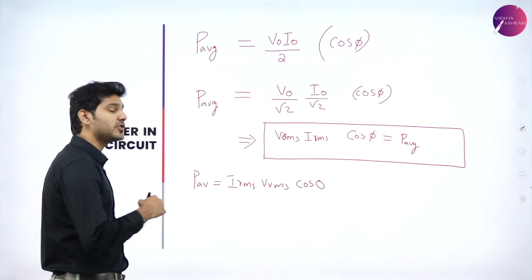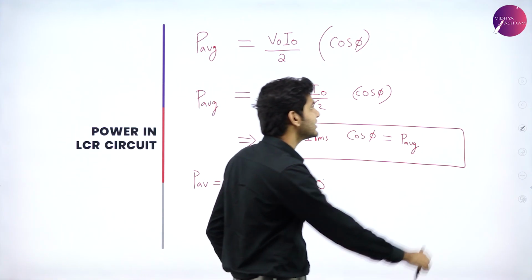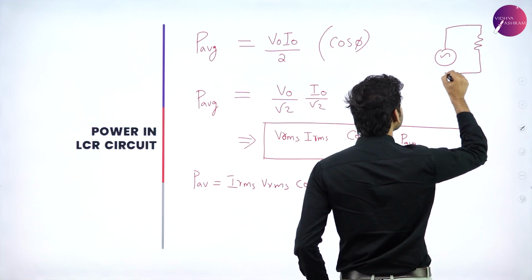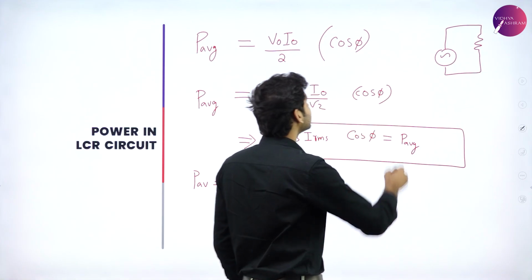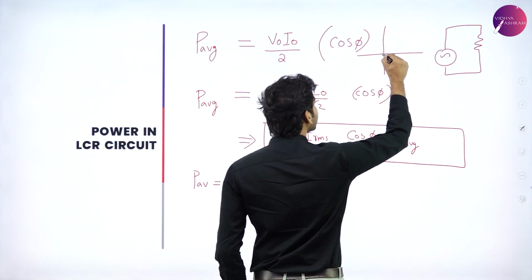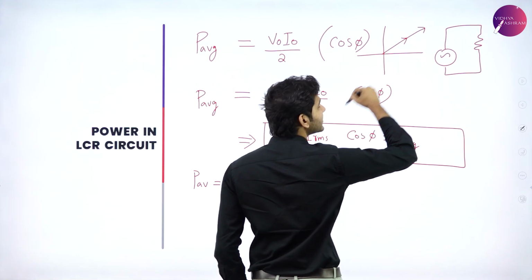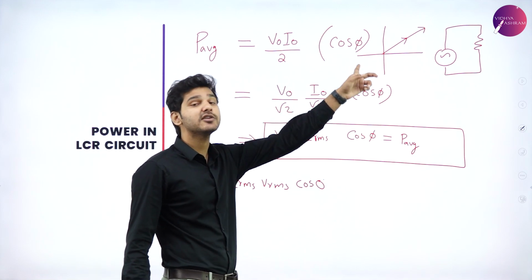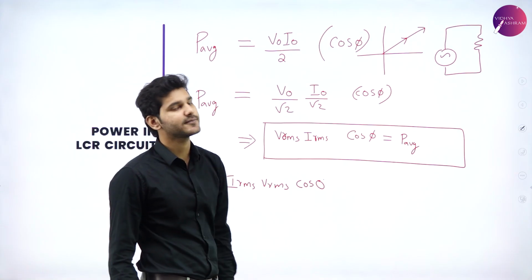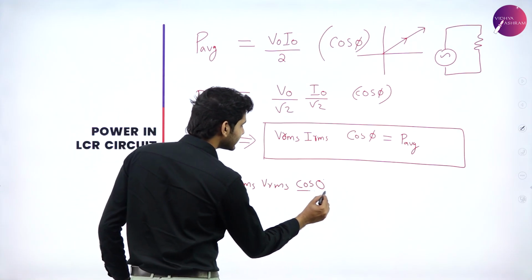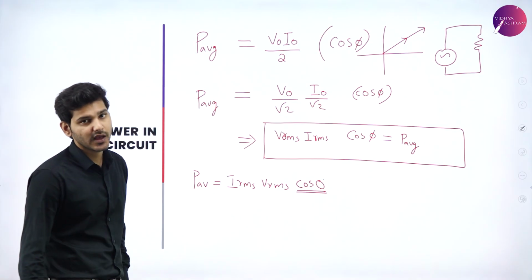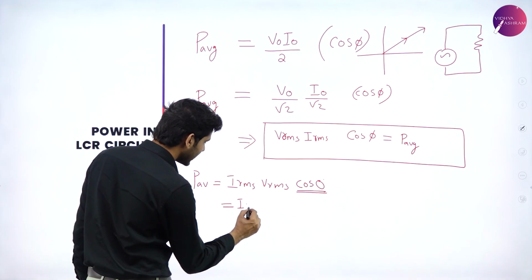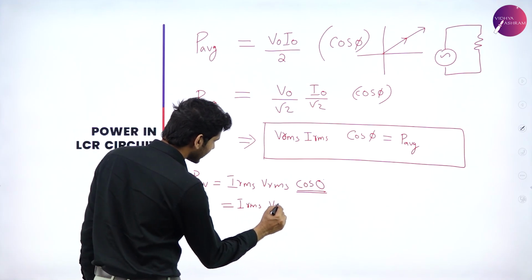Why? Because in a purely resistive circuit, that is, a circuit where there is only an AC power source and a resistor connected like this, we saw that the voltage and current were both in phase with each other, which means the phase angle difference phi between voltage and current is actually 0 degrees. Because of that, cos phi becomes cos 0, and cos 0 is nothing but 1. So we can say that this will be equal to IRMS into VRMS.